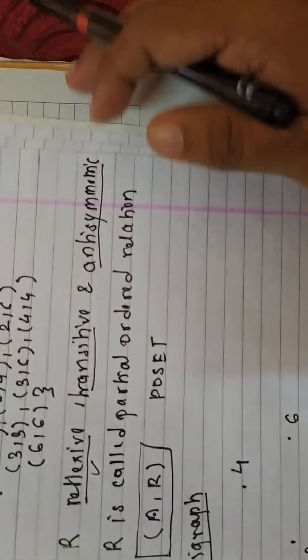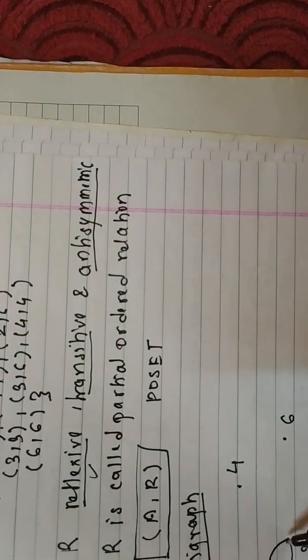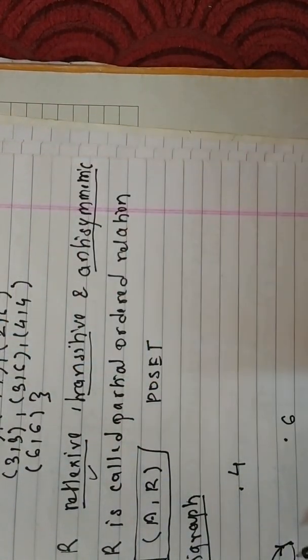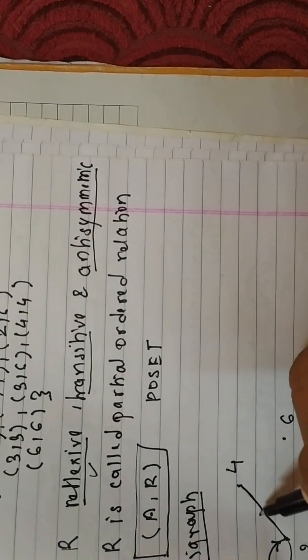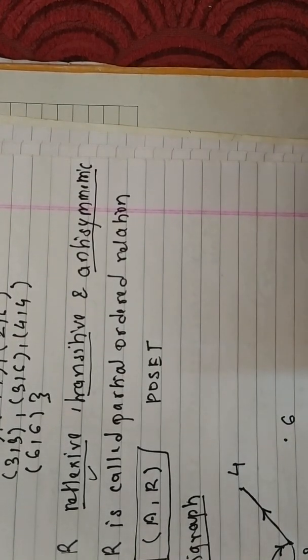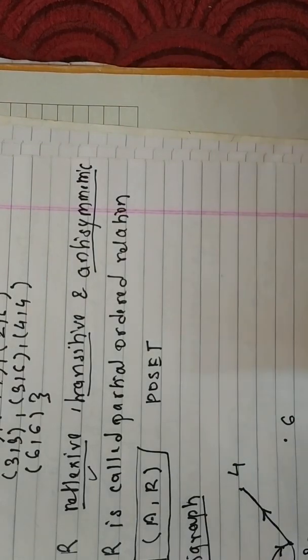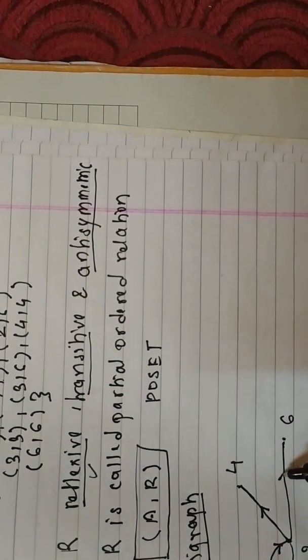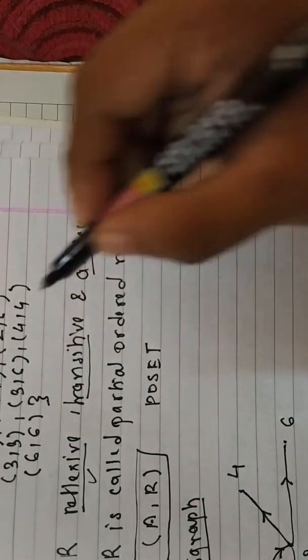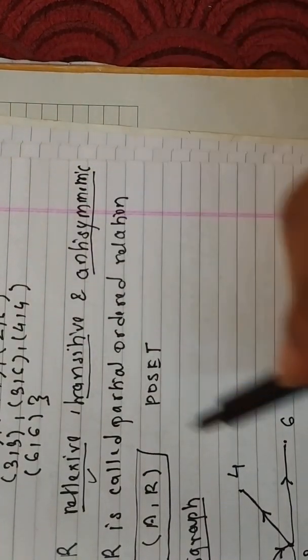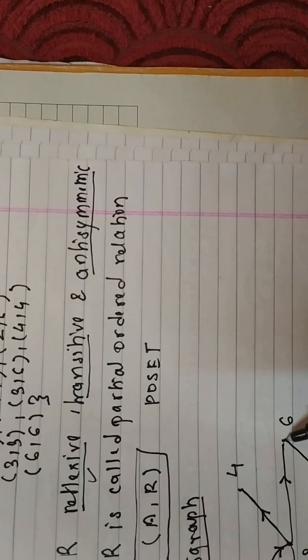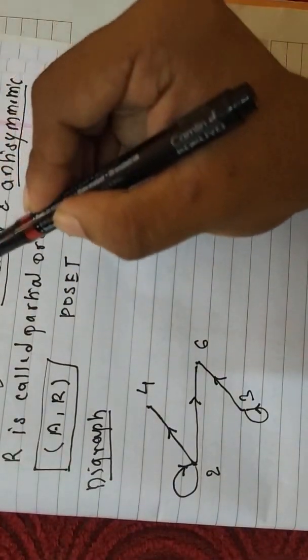Okay. So if you want to draw the digraph, then (2,2). How to mention this? Here we have to give a loop on 2. Then (2,4). From 2 to 4 there must be an edge directed towards 4. Then 2 to 6, like this, direction towards 6. Then (3,3) means on 3 we have to give a loop. Then 3 to 6, like this. Okay. And then (4,4).